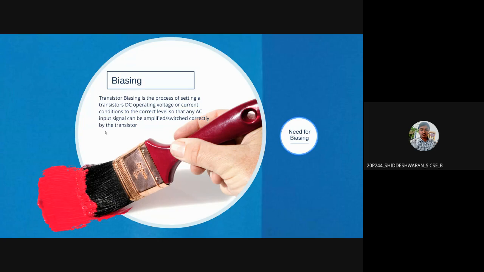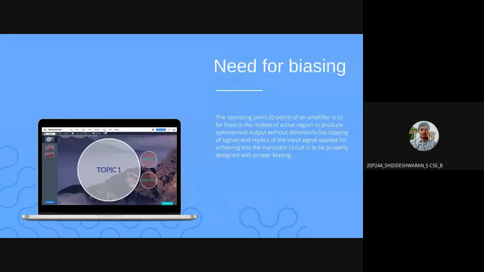That means setting the biasing circuit to the correct level so that any AC input signal can be amplified or switched correctly by the transistor. And the need for biasing is this: while we are setting the Q point in the active region, we may get distortions or clipping of signals, which can be avoided by properly biasing the transistor.